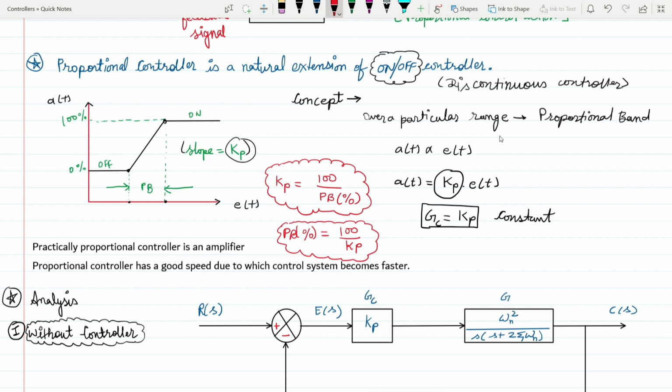Here I have written 2 points. The first point says that practically a proportional controller is an amplifier.